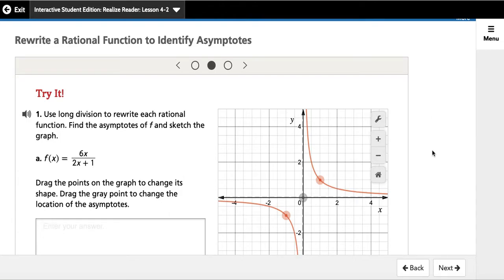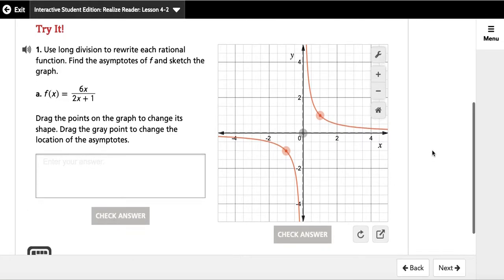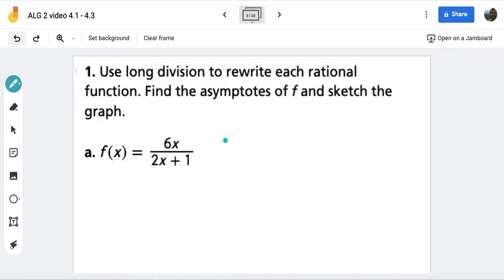All right, they already have one for us to try. Maybe watch this one, or if you want, you can click pause and give it a shot yourself. Long division, 6x, I think I already have it set up over here. All right, we're going to take 6x and divide that by 2x plus 1.